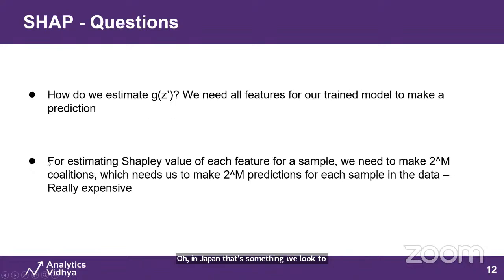And also, as I mentioned earlier, for estimating the SHAP value for each feature for a sample, we need to make 2 power m correlations. And then for each correlation, you need a prediction. So this becomes really expensive. So the authors of the SHAP library have several methods, and we'll go over one method which they have, which is called Kernel SHAP.